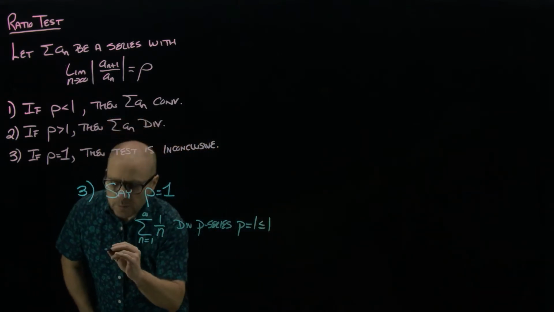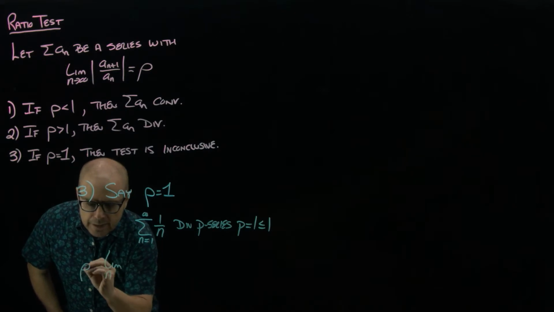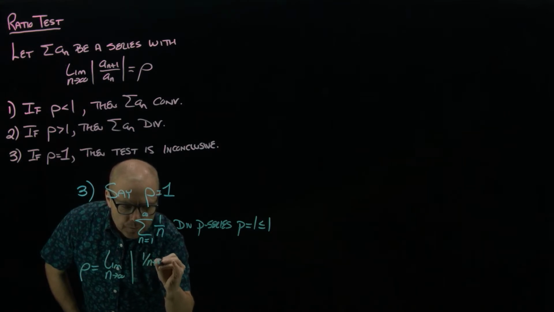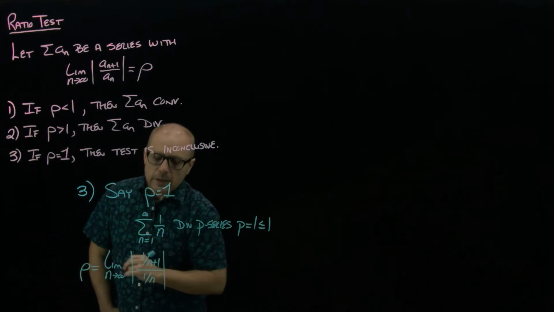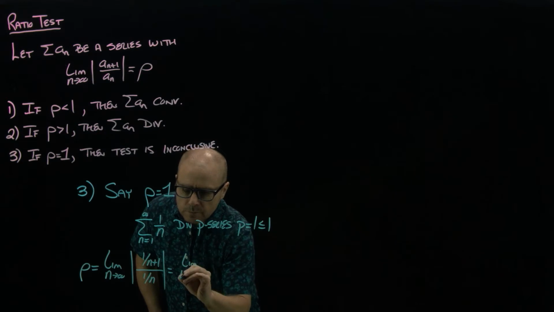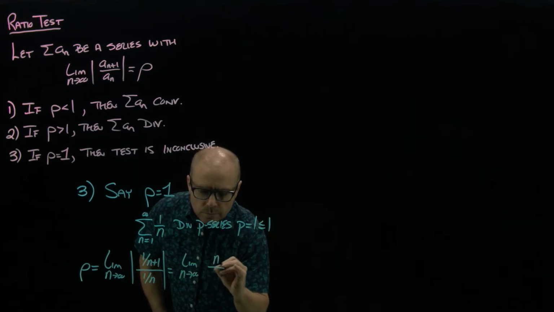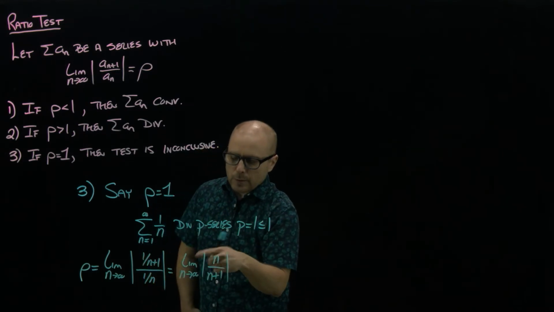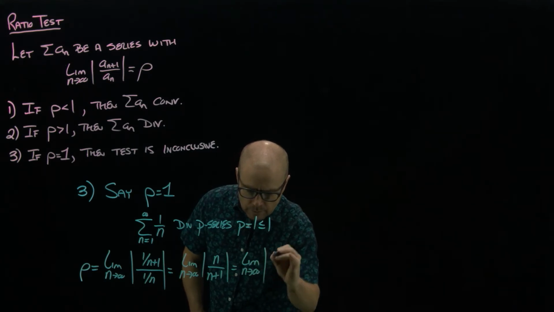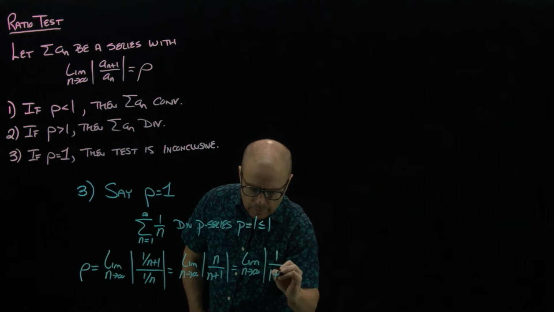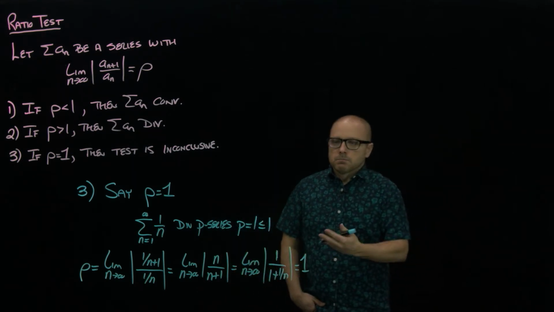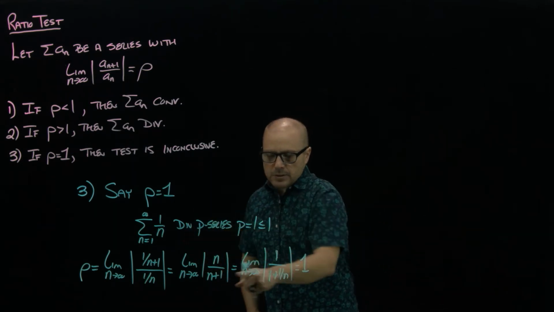But if we calculate our ρ, look at that ratio. We have an indeterminate form. I'm just going to do our standard algebra, divide top and bottom by n. So that limit comes out to be 1. So that was a divergent series, and the ρ came out to be 1.